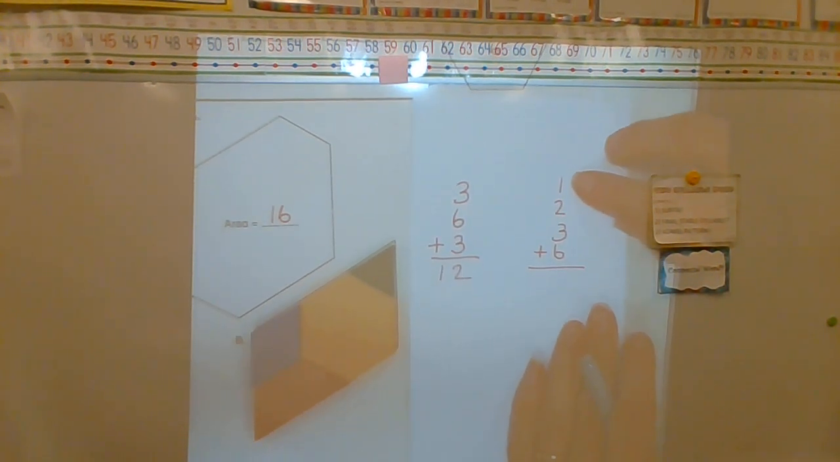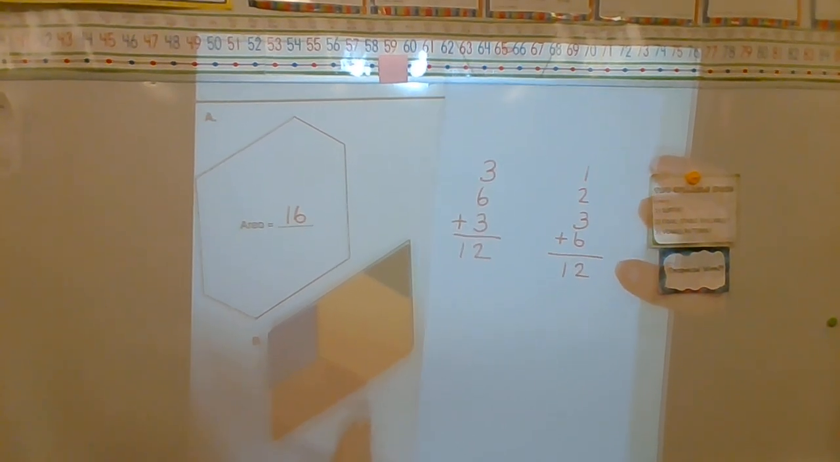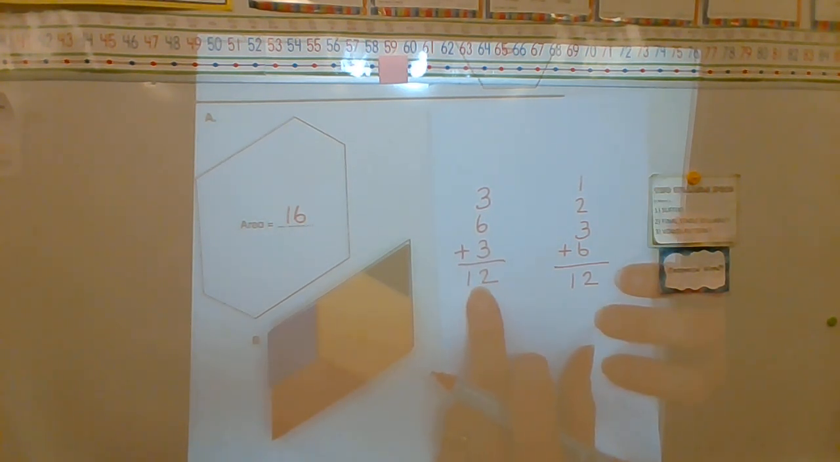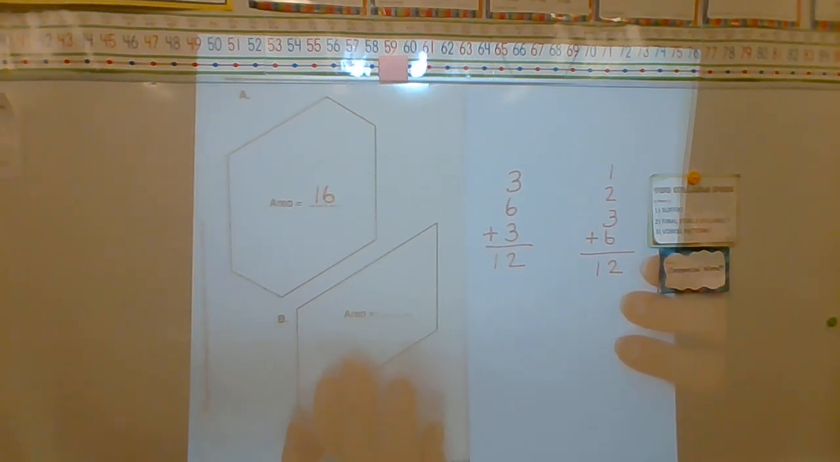What's 1 plus 2? 3. What's 3 plus 3? 6. What's 6 plus 6? 12. That's right. Does it matter how many different ways I put the pattern blocks in there? No. His area will always be 12. The pattern blocks might change, but his shape never changes. He will always be 12.